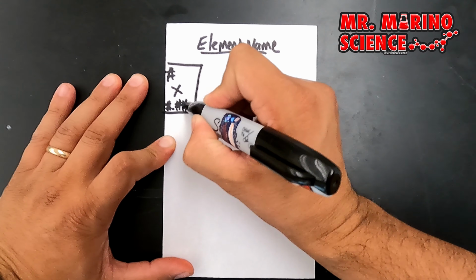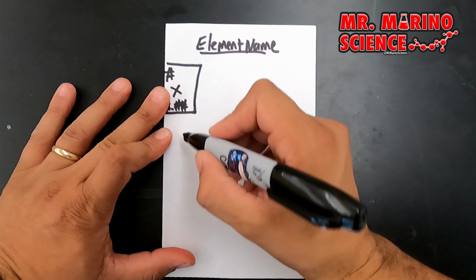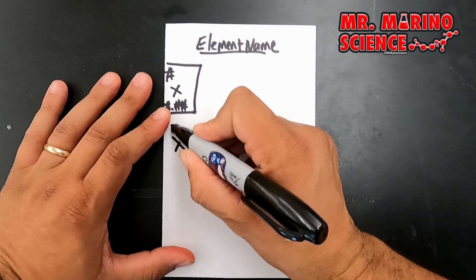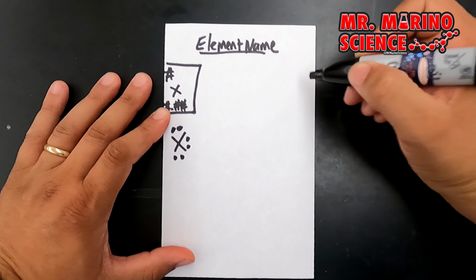Now, over in this big space over here, we're going to get to that in a second. In this space, we're going to put the dot diagram. So it's important that you remember what a dot diagram is, as we've learned that 2 or 3 weeks ago.